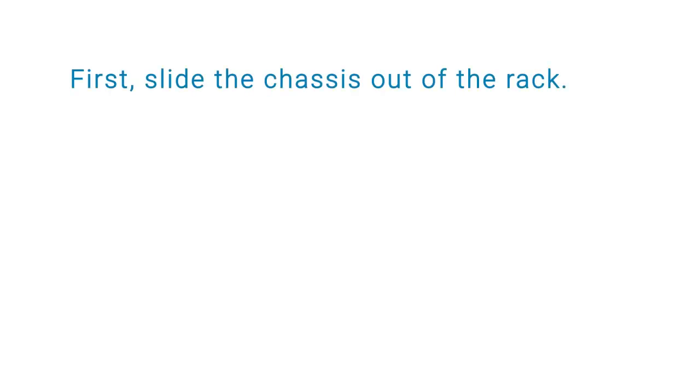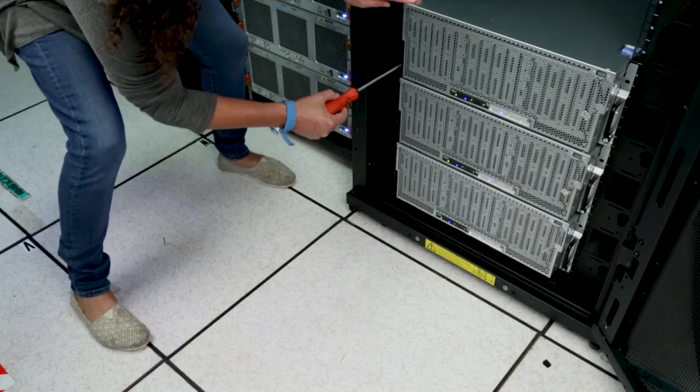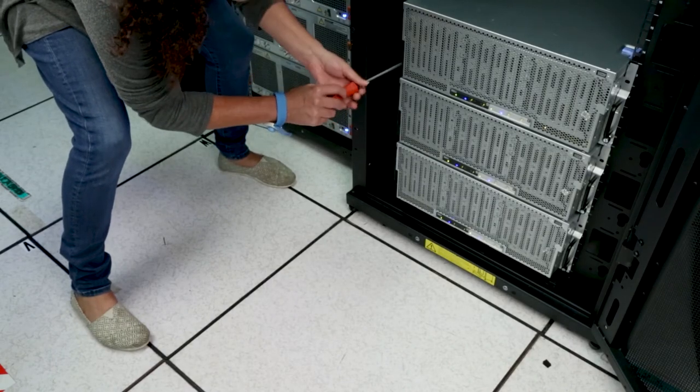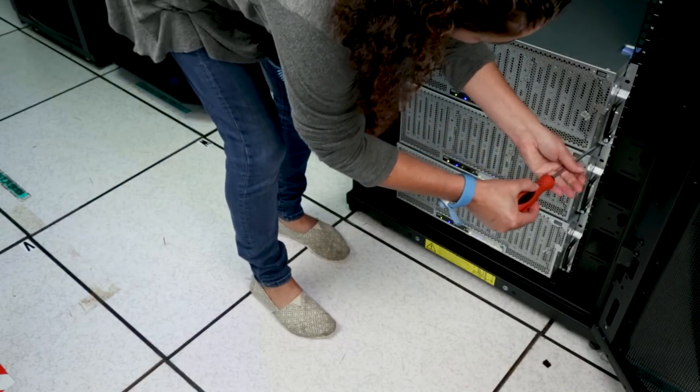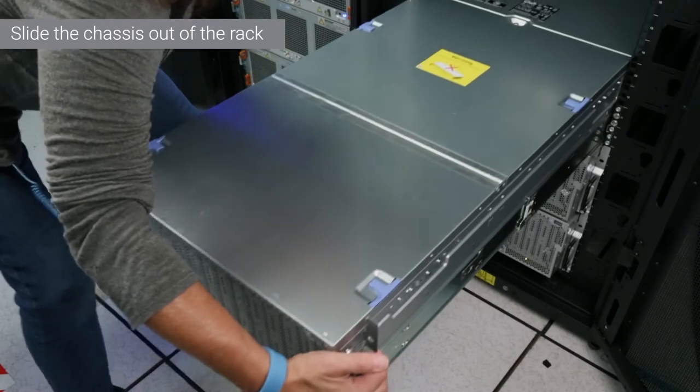Now that the system is ready to replace the component, slide the chassis out of the rack. Ensure that the power supply cables are seated properly before sliding out the chassis. Loosen the two blue retaining screws on either side of the chassis to free it from the rack. Then gently slide the chassis away from the rack until you can access the top cover.